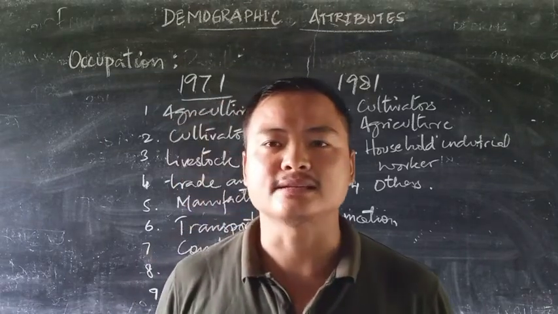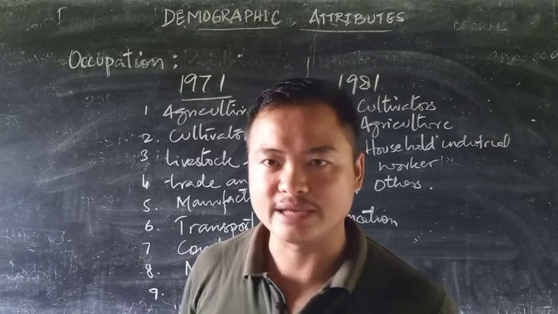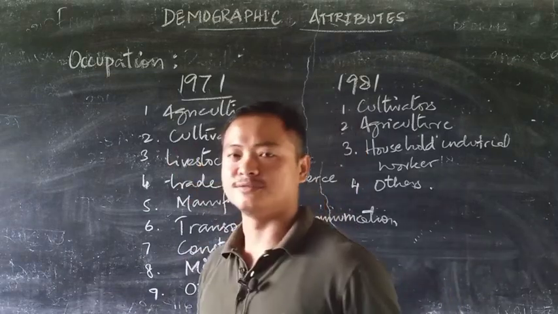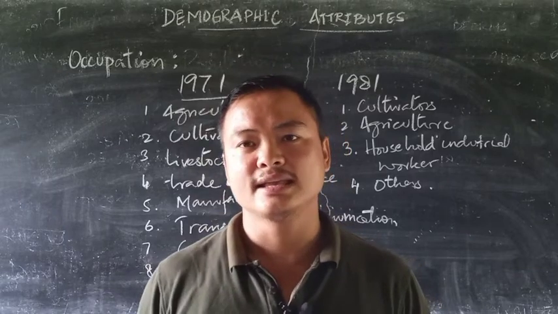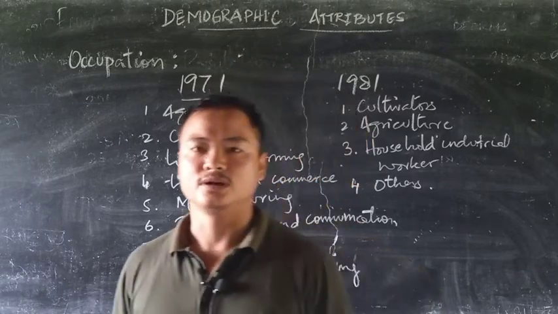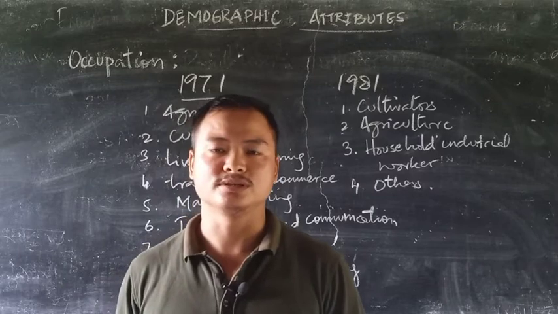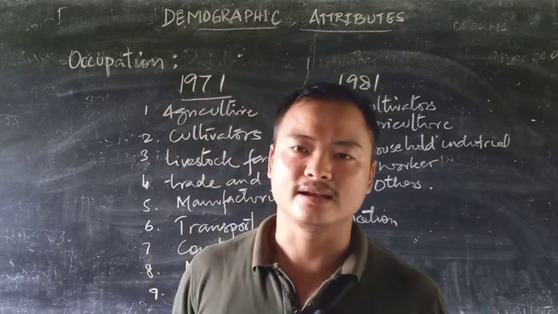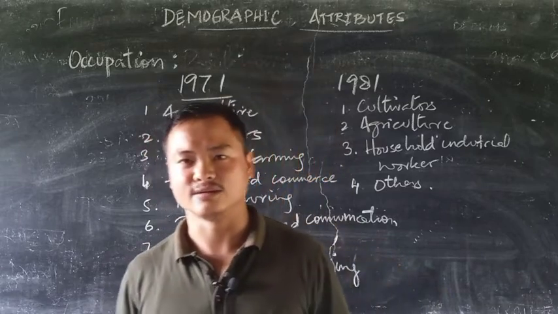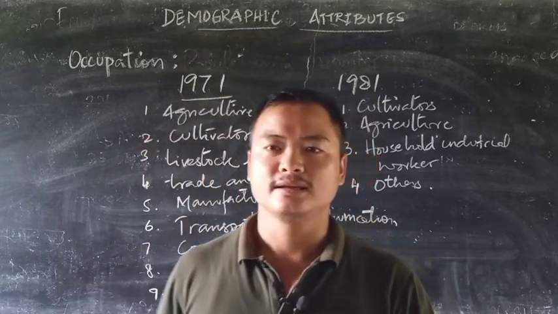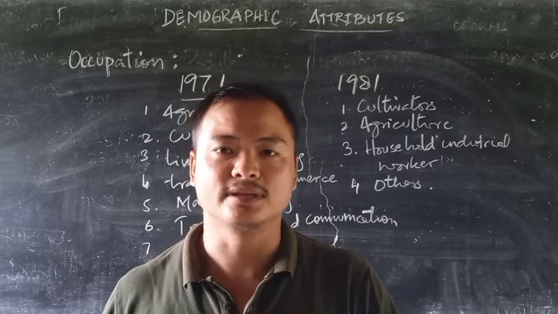Now, as per this categorization, based on the 1971 census of India, and like we already discussed regarding the working population, the major group of the working population was involved in the agricultural sector. So this is why we call India an agrarian economy as per their occupation.